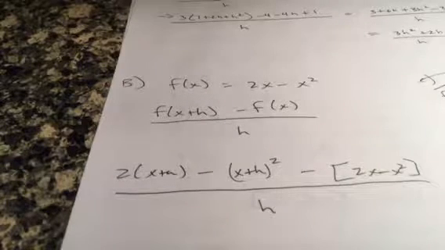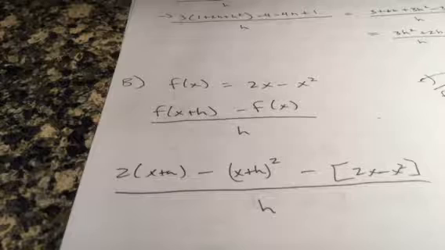I skipped 18c, don't worry about that one. 18b, again, we should practice that one again. Plug x plus h in for x in that equation twice there. 2 times that minus that squared. And then minus f of x, which is literally that equation. All right, so this one's not too bad.